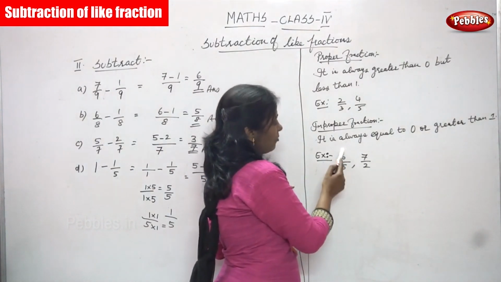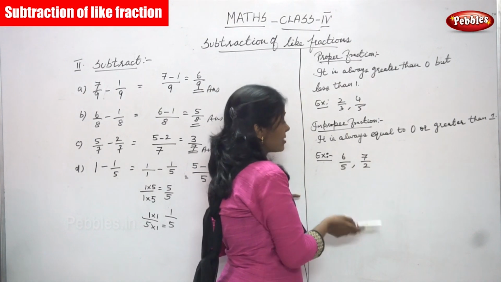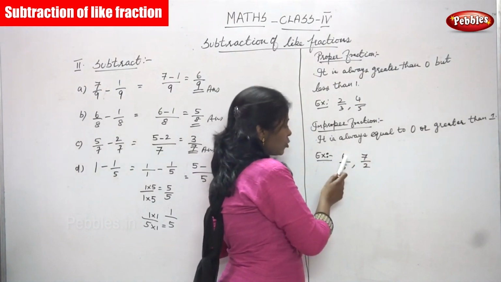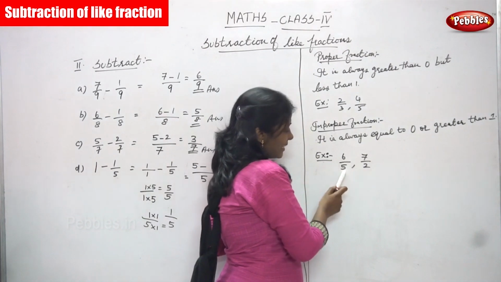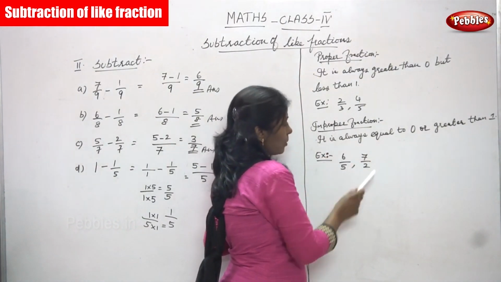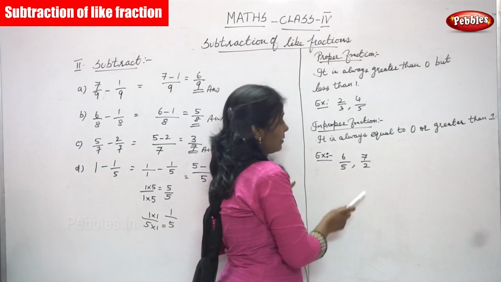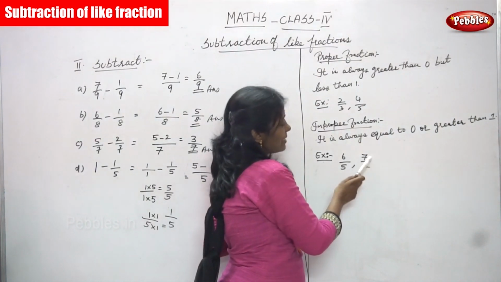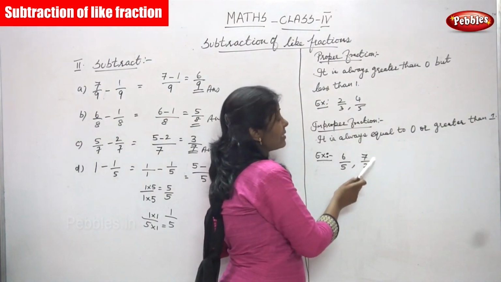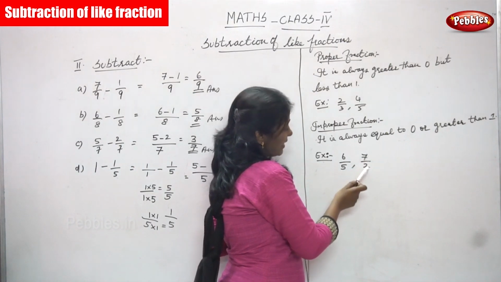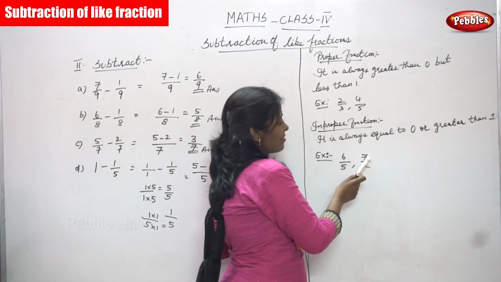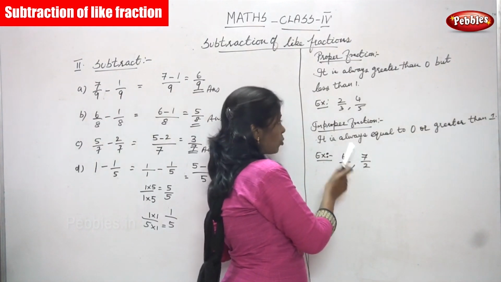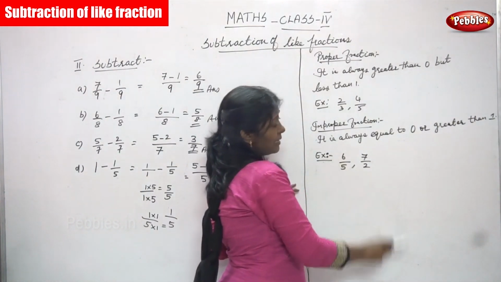6 by 5 is a fraction and 7 by 2 is another fraction. 6 by 5 means 6 is the numerator and 5 is the denominator. So the numerator is greater than the denominator. That is why it is an improper fraction. 7 by 2, 7 is the numerator and 2 is the denominator. So 7 is greater than 2. That is also an improper fraction example.